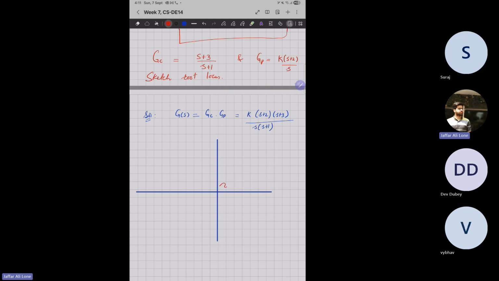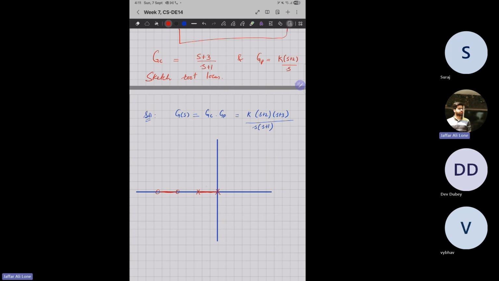So I'll just locate it for you. You have one pole here, one pole here, and so you have something like this. This is a valid part of the root locus. This part is not. This is also a valid part of the root locus.